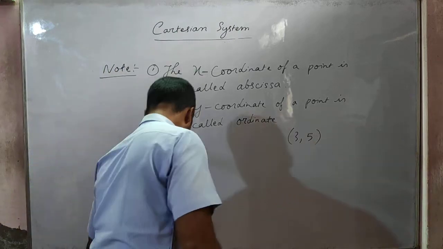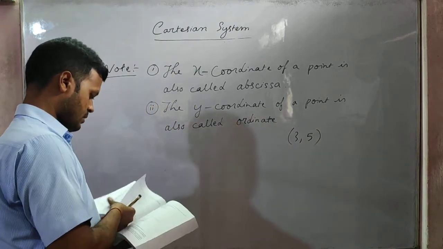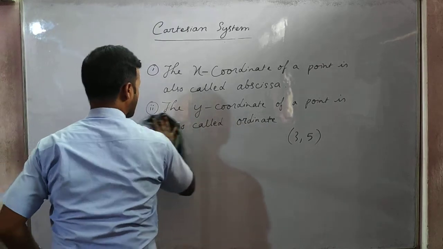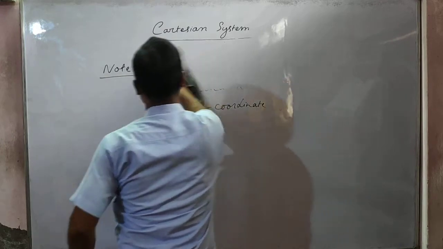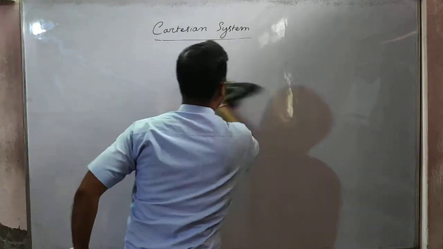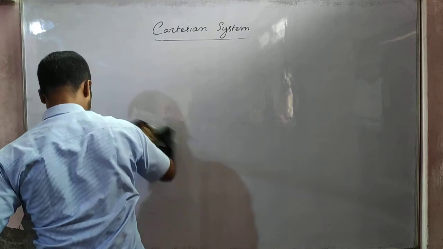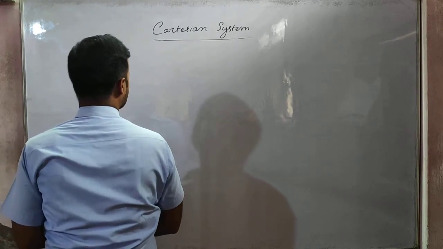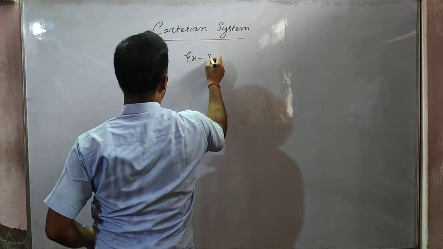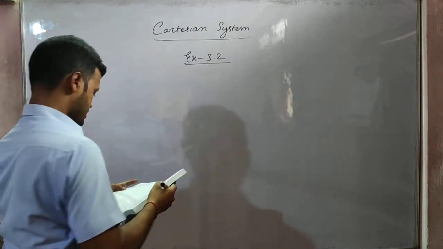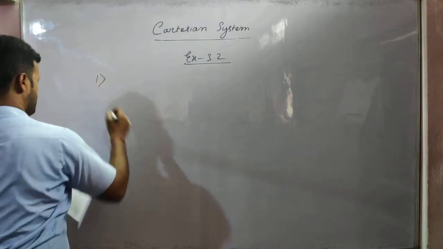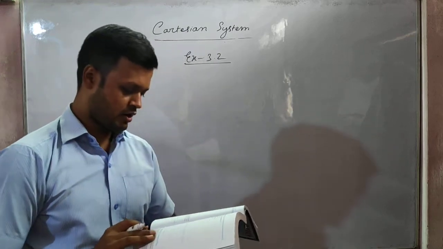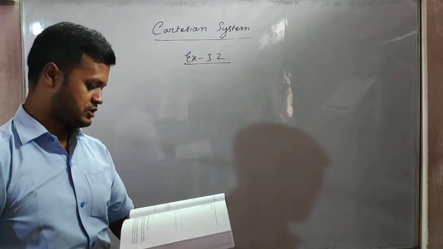Okay? So now let us enter exercise 3.2. Exercise 3.2, number 1. What is the name of the horizontal and vertical lines drawn to determine the position of any point in the Cartesian plane?